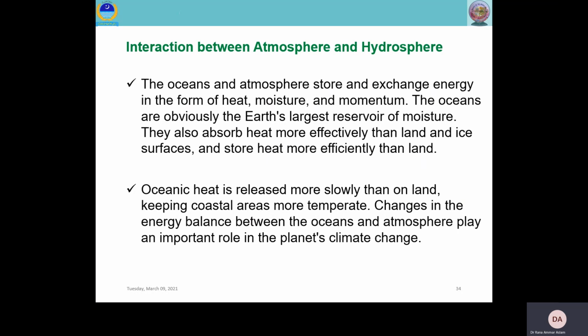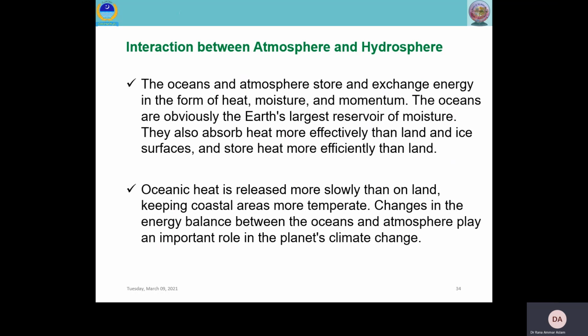Let's see their interaction. I have already explained their interaction, but let's see in a bit more detail. So the first interaction is between atmosphere and hydrosphere, right? The oceans and atmosphere store energy. They exchange energy in the form of heat, moisture, and momentum. You know heat and moisture, right? Water evaporates, and then it travels through the atmosphere. So the atmosphere not only interacts with the hydrosphere by exchanging heat, but it also acts as a carrier for the evaporated water, right?